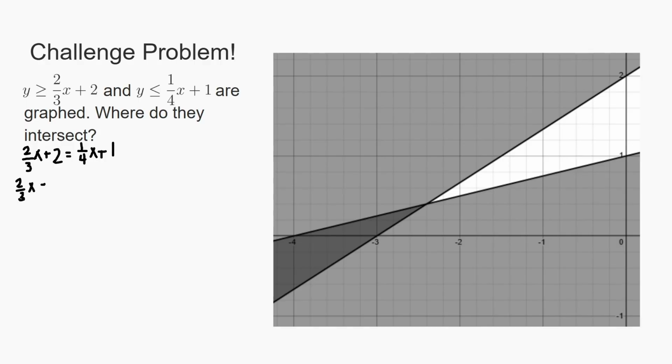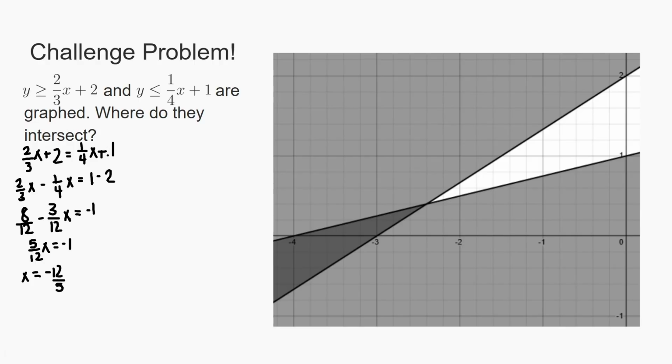2/3 x minus 1/4 x equals 1 minus 2. Now we have the x's on one side and our number on the other side. Now, let's find a common denominator. It would be 8/12 minus 3/12. So we have 5/12 x equals -1. So we know that x equals -12 divided by 5.